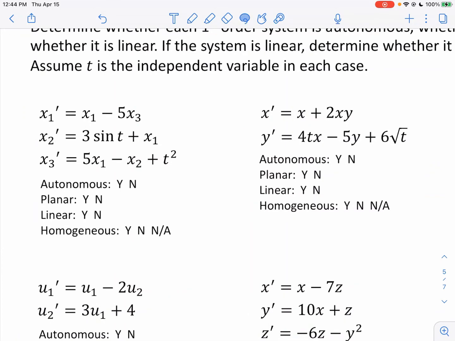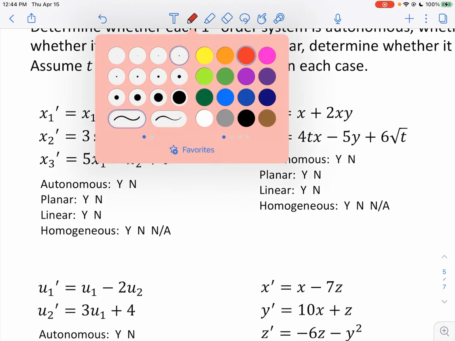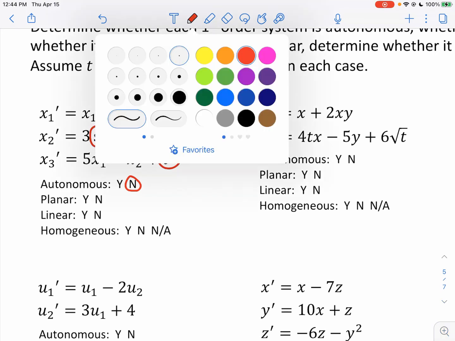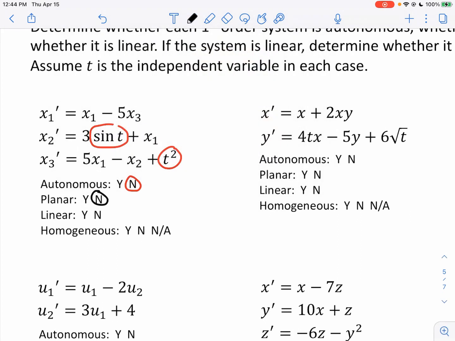All right, so to determine whether it's autonomous, we look for whether or not t is involved anywhere, and sure enough, I see a couple t's. So the answer is no. And let me color code this, actually. I'm going to say no to autonomous, but then also circle the issues. The presence of these t functions makes it not autonomous. Is it planar? Well, planar means there's only two dependent variables. This one has three. The dimension is 3, so this is a clear case of just being no, not planar.